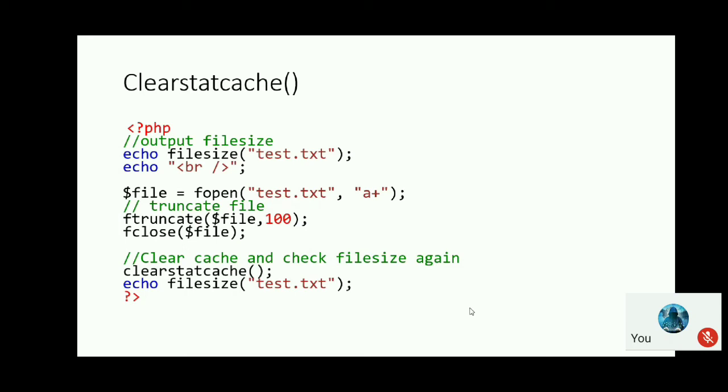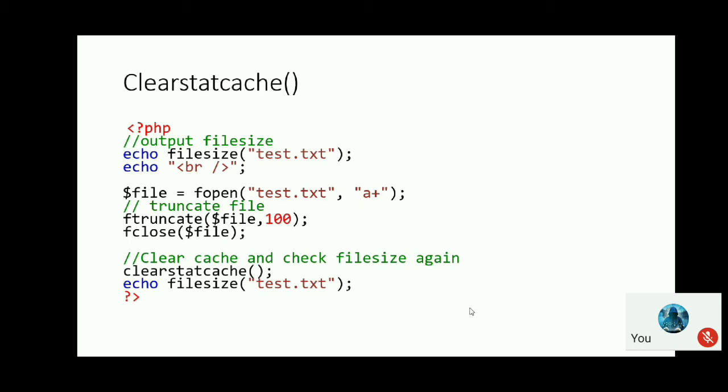Okay, now you open the file in append mode. Append A plus mode means you can read as well as write inside the file. Now I use truncate: truncate file, comma 100. That means 100 spaces will be reserved for me for the corresponding file called test.txt.